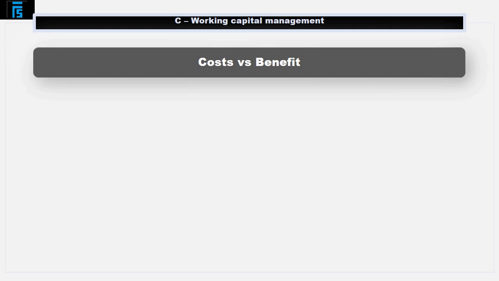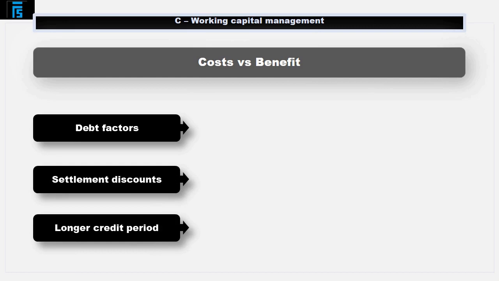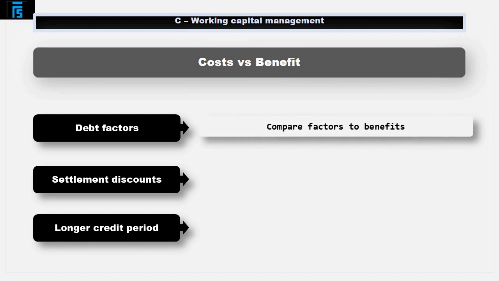This cost-benefit analysis can also be applied to using debt factors, offering settlement discounts, or increasing the credit period offered. A debt factor will provide a range of services for a fee. These may include management of the credit control function, advancing monies invoiced, and, in the case of non-recourse debt factoring, protection from bad debts. The company will need to compare the factor's fee to the benefits derived. For example, reduced admin costs, reduced bad debts, and lower receivables.